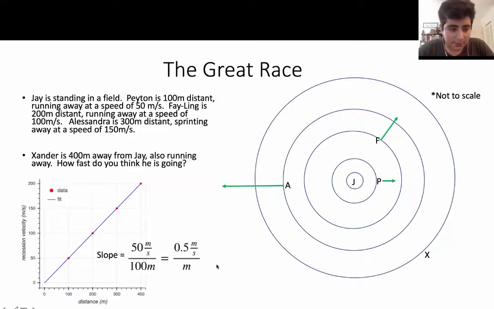And to see how fast Xander is running away, again, he's 400 meters away from J, and if you're going 0.5 meters per second every meter, it's just going to be 400 times 0.5, which is 200 meters per second.